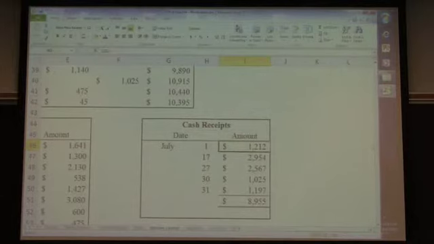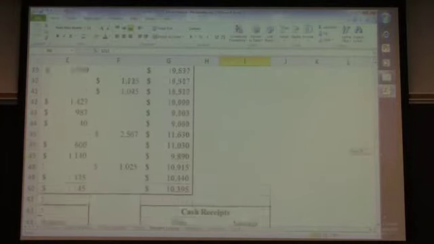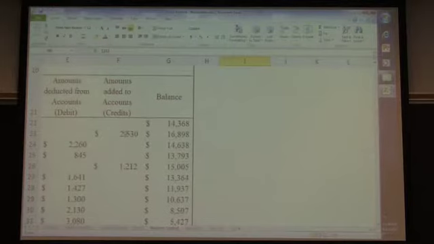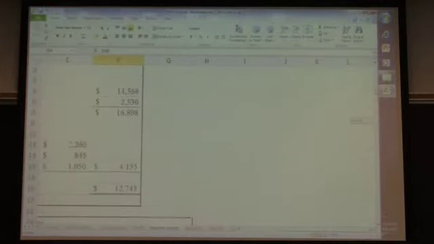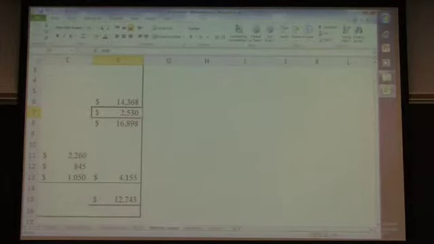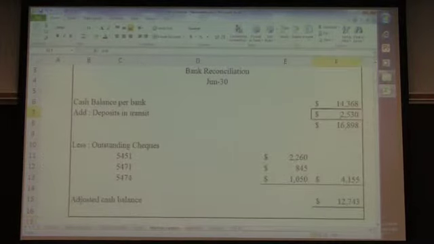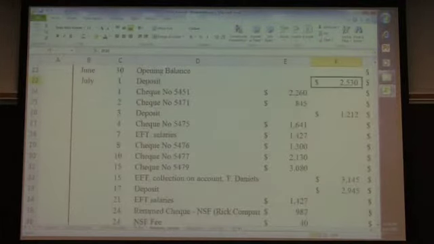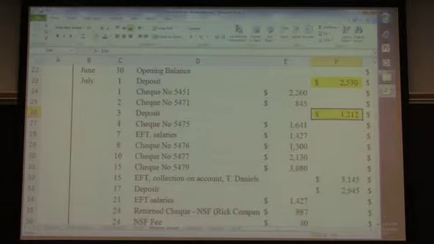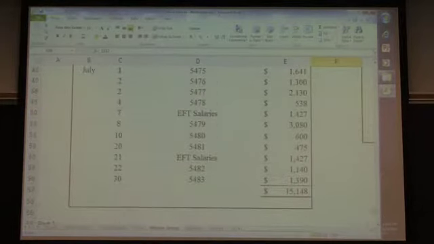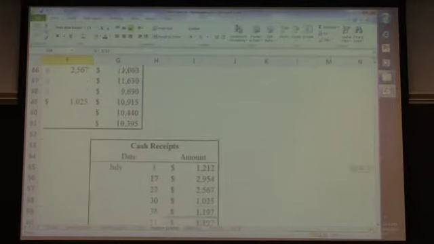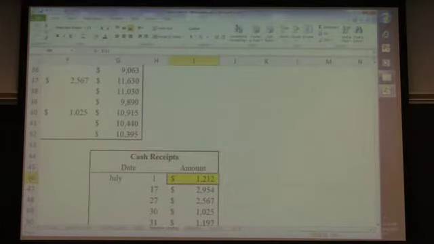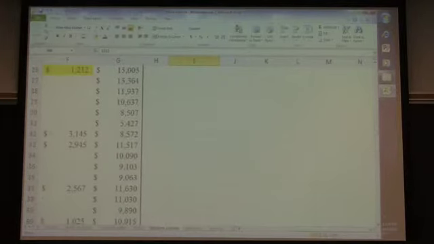So let's take a look at the deposits first. If we look at the credit side of the deposits, they have 2,530 that had gone through the bank. Last period, we had that as an outstanding deposit. So the deposit in transit last period, 2,530, has now gone through the bank. We have 1,212, so let's take a look at the company record. They also have 1,212 here. They have 3,145.